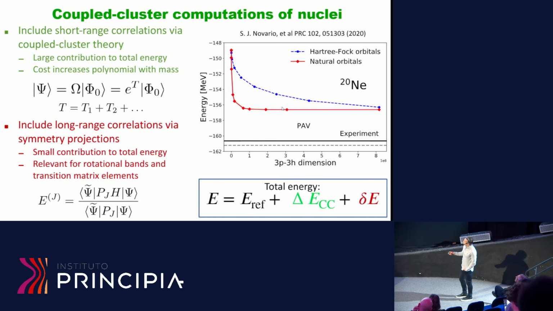And these corrections from restoring broken symmetries are typically very small energy contributions if you're looking at the total energy budget, which you see here to the right. This is from the dynamical correlation from the first step. This is the correction from symmetry restoration. And you can see in this picture that the contribution from restoring the symmetry is just a few MeV compared to 150-some MeV for neon-20 in this case. So it's a very small correction, but it's also very important if you want to study or compute rotational structure, such as energies, rotational bands, and also transitions between these rotational states.